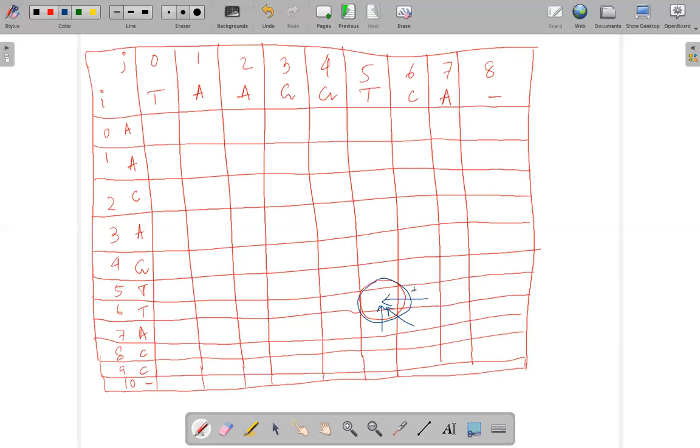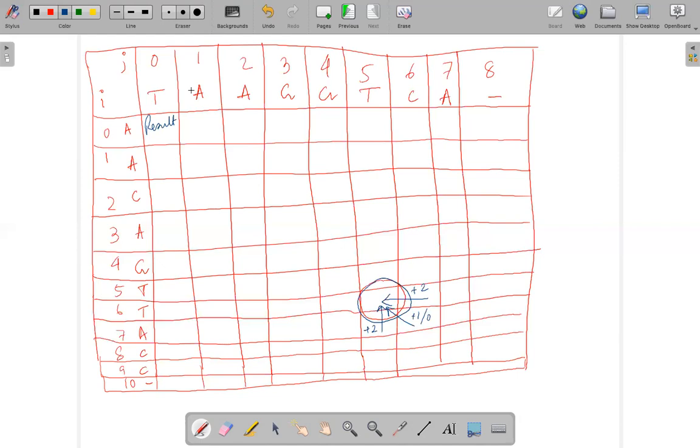This comes with a +2 on it, inserting a gap. This also comes with a +2 on it, inserting a gap, and this comes with a +1 or 0, depending on whether the characters match or not. So our result will be here. This is the cost of the alignment.